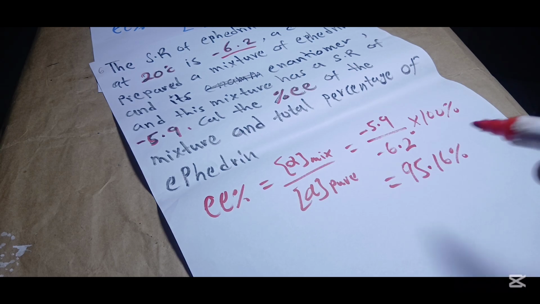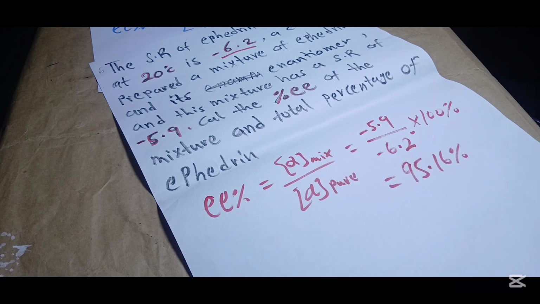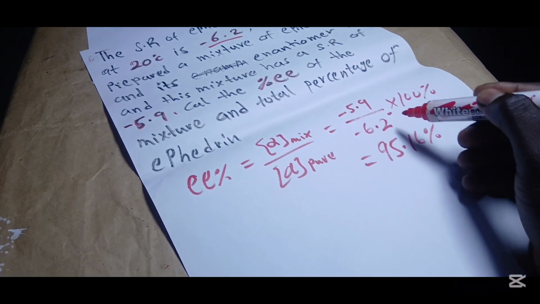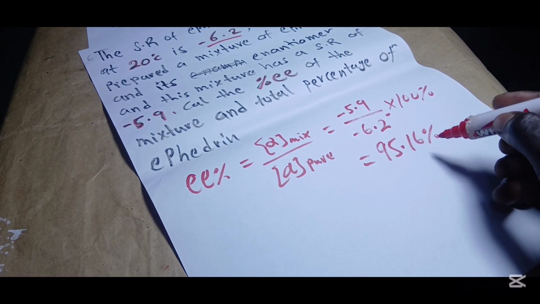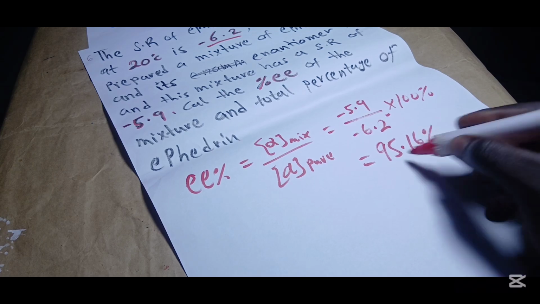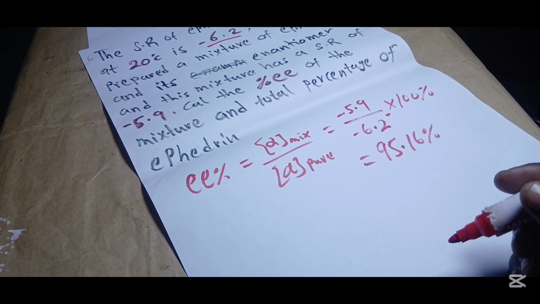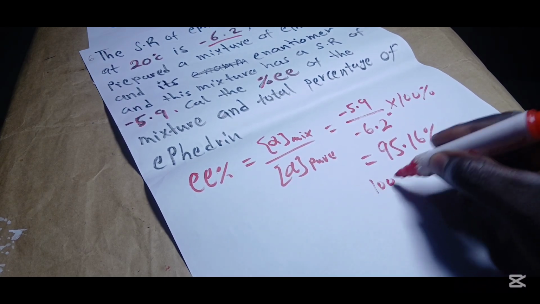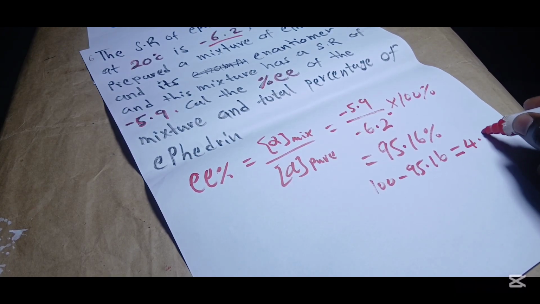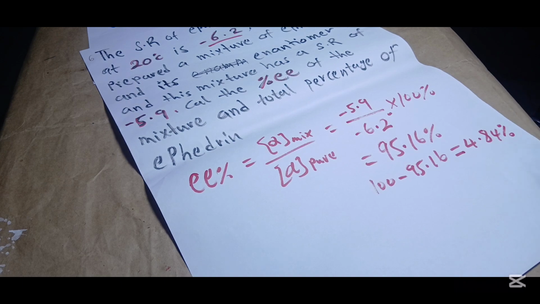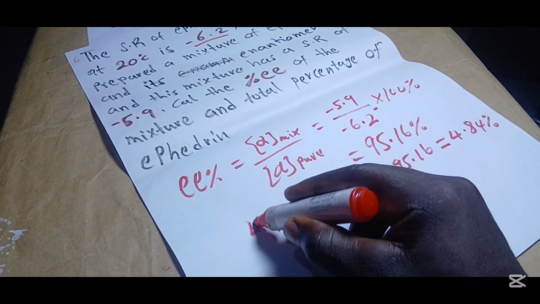Why? The question says that we should calculate the total percentage of ephedrine. This is not the total percentage of ephedrine. If the solution should contain only ephedrine, then it should be 100%. But since this is not the total, it means something is happening. Some of the ephedrine has formed a racemic mixture with its enantiomer. So let's find the difference. 100 minus 95.16 gives us 4.84%. This is the value of the racemic mixture that was formed.